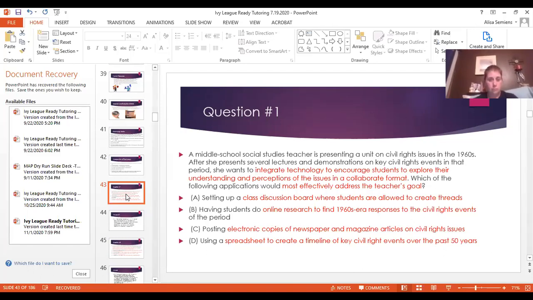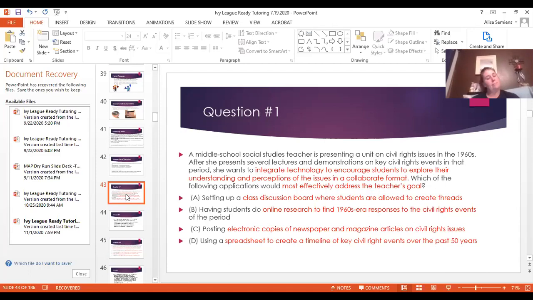And what is the teacher's goal? To make sure that students are collaborating, right? She wants to encourage students to explore their understanding and perceptions of the issue in a collaborative format. So any one of these answer choices that do not promote collaboration, meaning working with someone else, is the wrong answer. A, setting up a class discussion board where students are allowed to create threads. B, having students do online research to find 1960-era responses to the civil rights events of the period. C, posting electronic copies of newspaper and magazine articles on civil rights issues. D, using a spreadsheet to create a timeline of key civil rights events over the past 50 years.